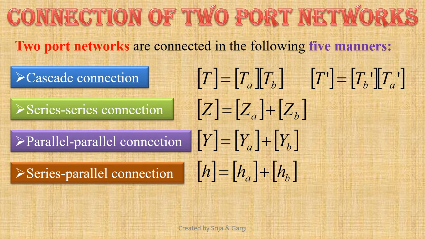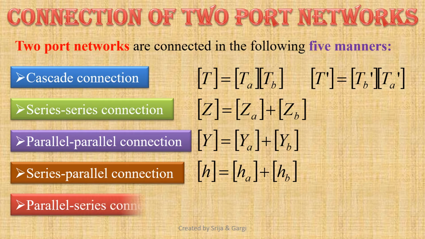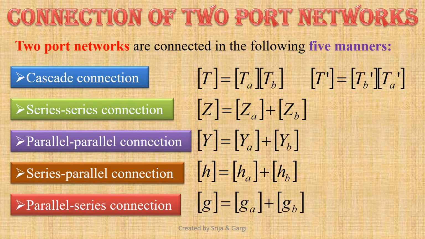When input ports are connected in parallel and output ports are connected in series, we call it a parallel series connection. The overall inverse hybrid parameter matrix of parallel series connected two-port networks is the sum of the inverse hybrid parameter matrices of each individual two-port network connected in parallel series fashion. Today we shall talk about series connection.